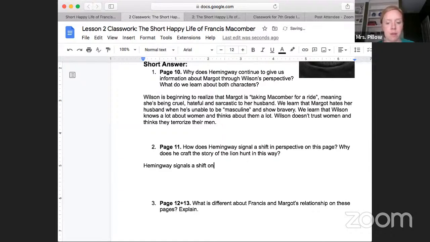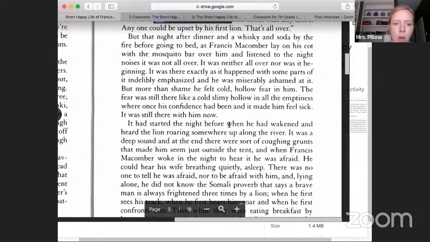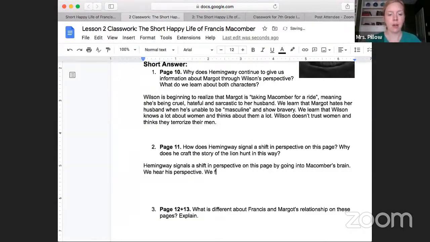Hemingway signals a shift in perspective on this page by going into Macomber's brain. Did you notice something, Yuhan, here where it said it had started the night before when he had wakened and heard the lion roaring? What just happened? The flashback, excellent. So we flash back, and now we're going to actually see what happened with the lion hunt.